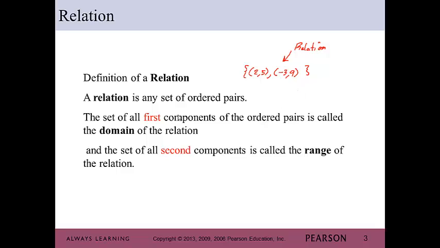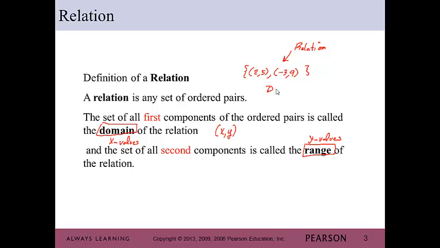The set of all first components of the ordered pairs is called the domain of the relation. So the domain corresponds to the x values. If you have an ordered pair written as (x, y), who's the first component? It's x, so the domain is the x values. And the set of all second components is the range. So again, you have your ordered pair (x, y), and the range is talking about the y values. So the domain would be the x values and the range would be the y values.